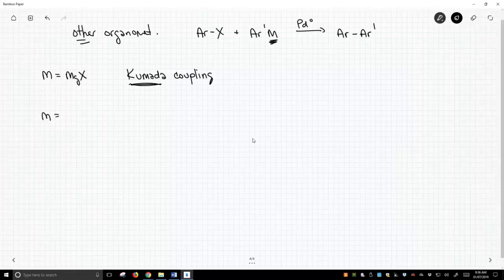So, what if the metal counterion is a zinc halide? Hold it, what? Did you say zinc? Yes, I did. You can use zinc in these. So, this is called a Negishi coupling. So what is it? How do you make this zinc aromatic thing as our organometallic?